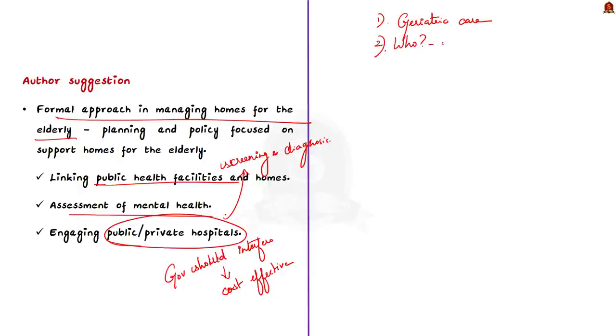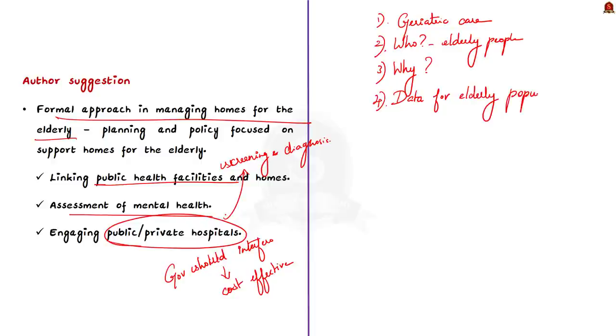Why do we need geriatric care? Because aging affects health. It creates physical problems, cognitive and emotional problems. And aging people have economic deprivations. And after that, we saw India is going to be home to the second largest number of older people in the world. As per the 2011 census, the elderly population was 8.6%, which is 103 million, and it is expected to increase to 198 million in 2030.